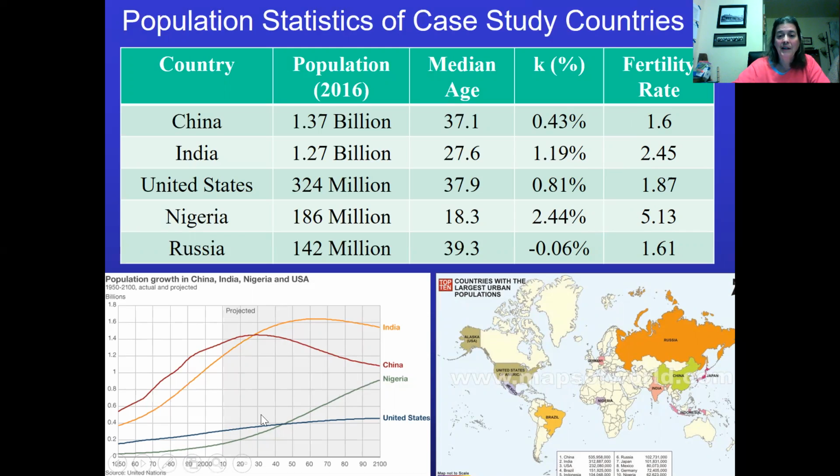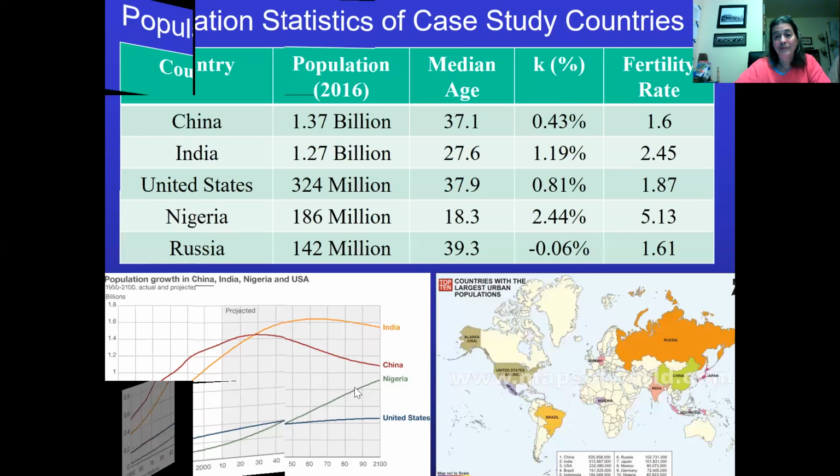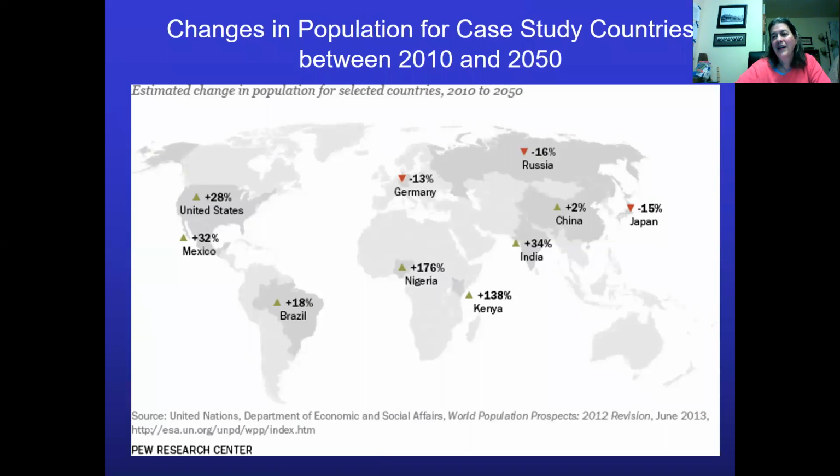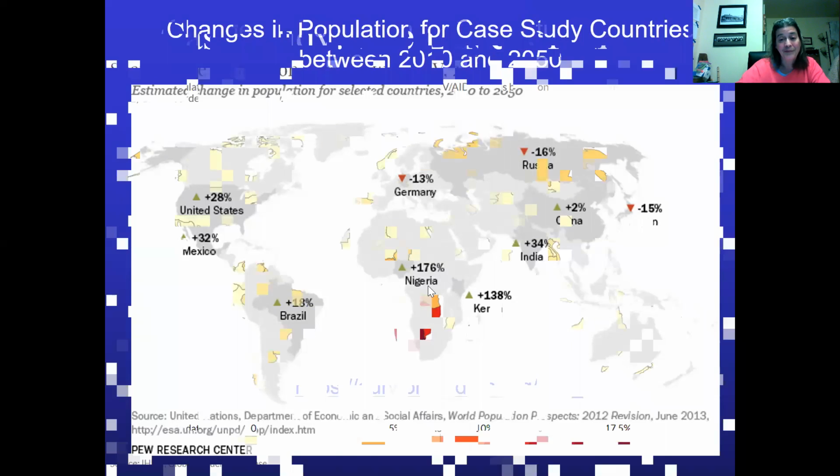So this is just projecting into the future of those 4 case study countries, not including Russia. And again, India looks like it's going to surpass China before 2030, and Nigeria is going to surpass the United States before 2050. Okay, this is a few more case study countries in here. We're not going to talk about these, but just looking at who's growing and who's shrinking. Russia looking to shrink by 16%. Japan, we're going to be learning more about Japan in a video in class, versus United States still growing, and again, about half of that's due to immigration. And then Nigeria, 176%. That's huge.